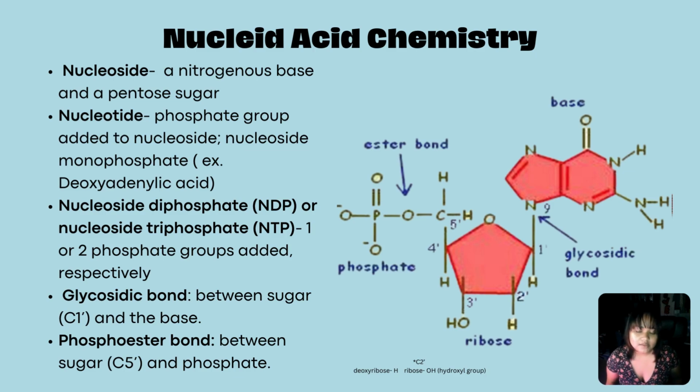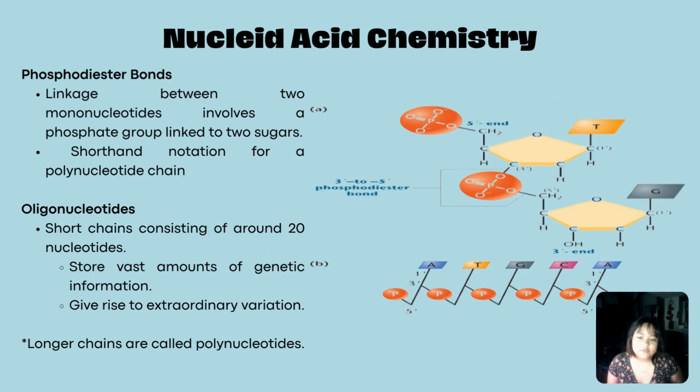Also, the glycosidic bond is found between sugar C1 and the base. And the phosphoester bond is between the sugar C5 and phosphate. The backbone of DNA is created via phosphodiester bonds between sugar and phosphate groups on adjacent nucleotides. So the 5' phosphate group binds to the 3' hydroxyl group on the neighboring nucleotide. And this bond gives directionality to the linearity of the DNA strand.